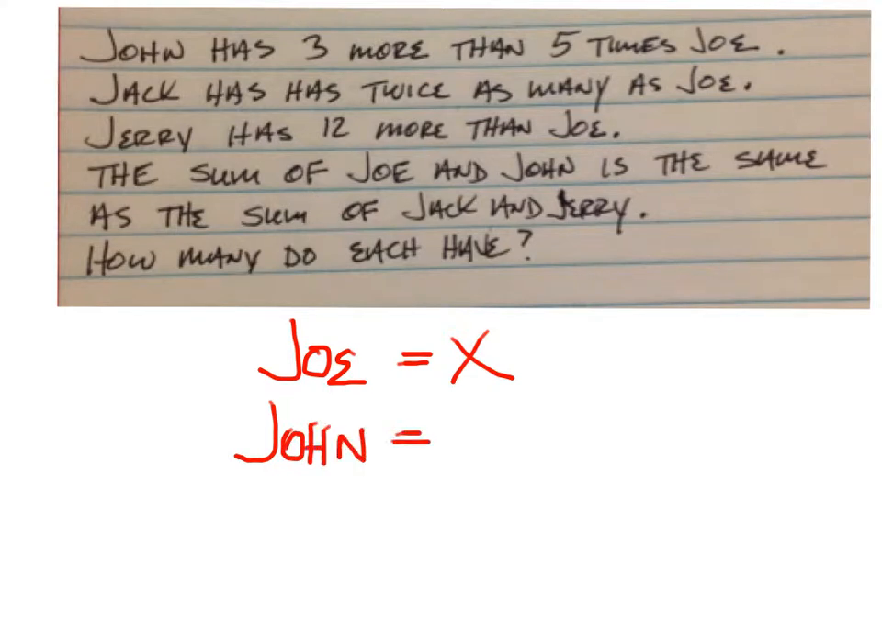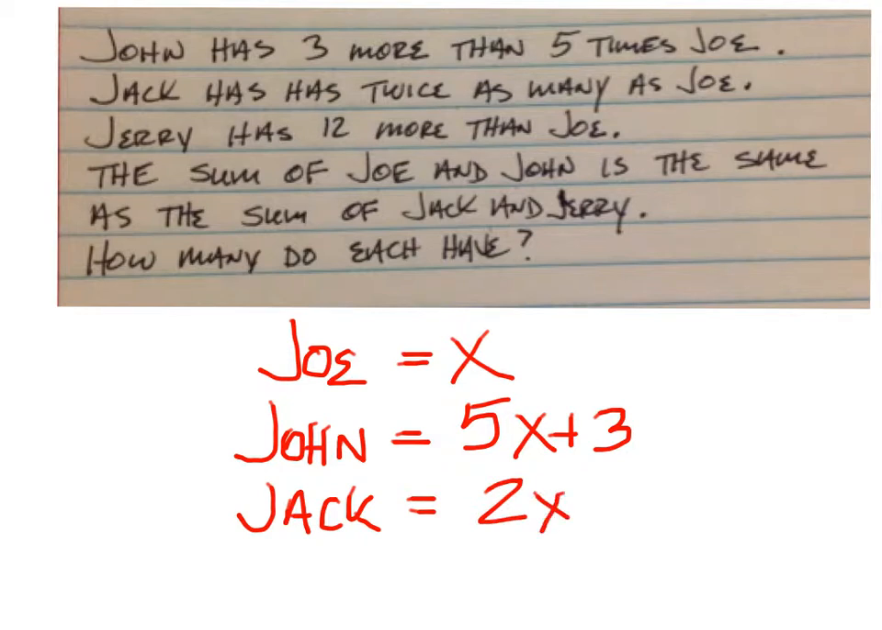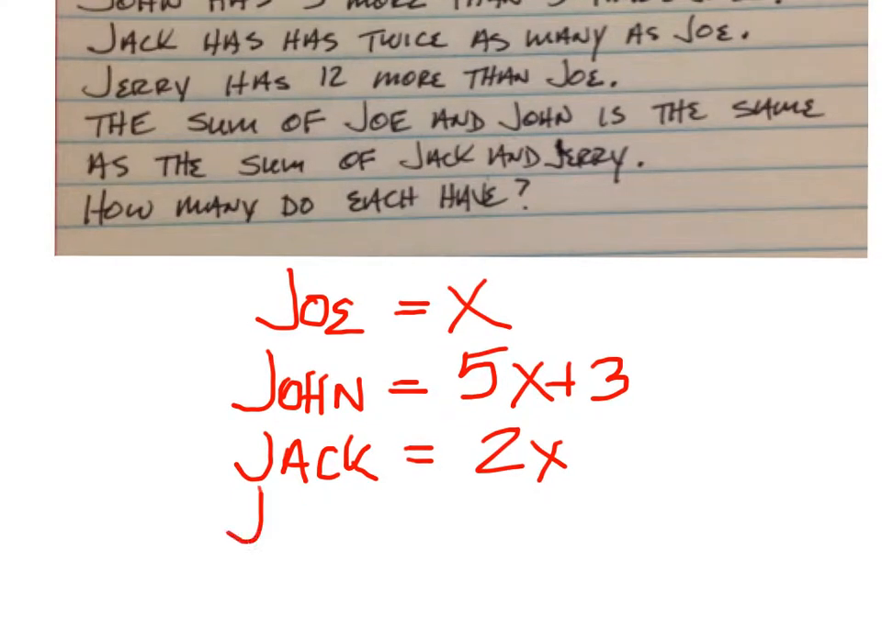John has 3 more than 5 times Joe, so that's 5x plus 3. Jack has twice as many as Joe, so that's 2x. And then Jerry. Jerry has 12 more than Joe, so x plus 12.